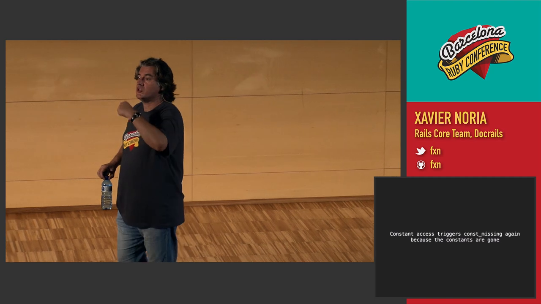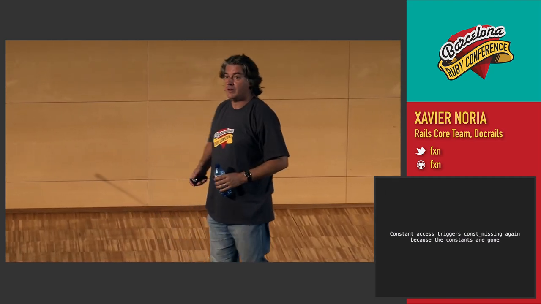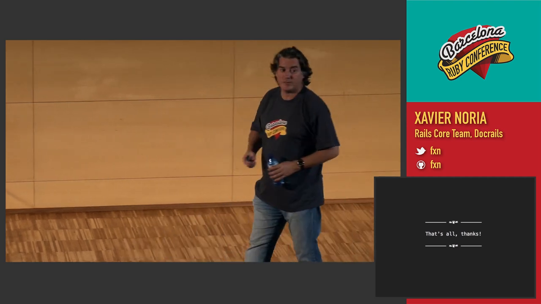So when you are going to use the user constant again in the next request, const_missing is triggered again. And that closes the loop. And that's the presentation. All right.